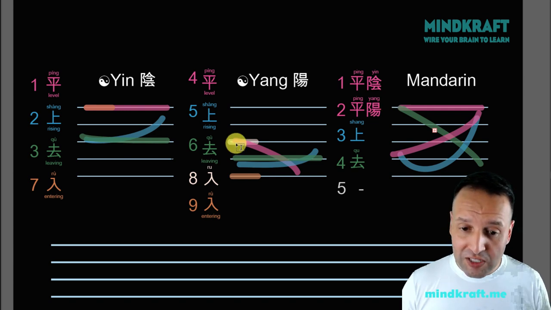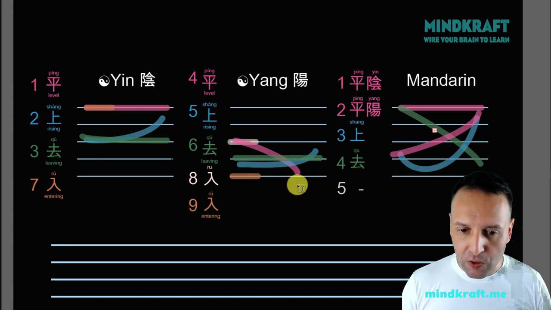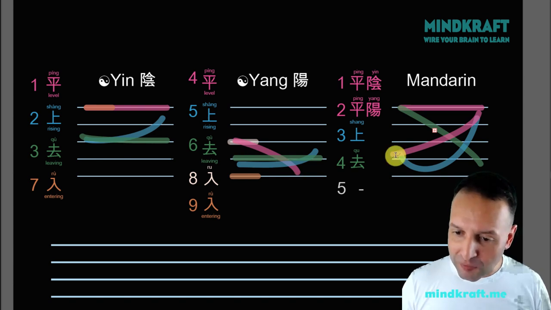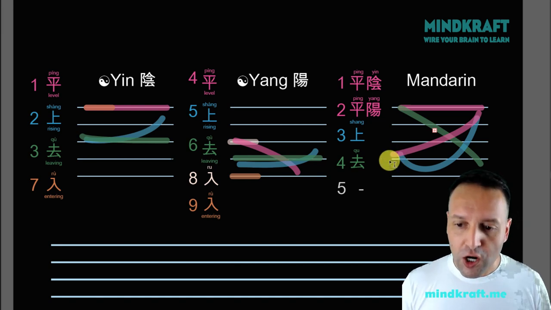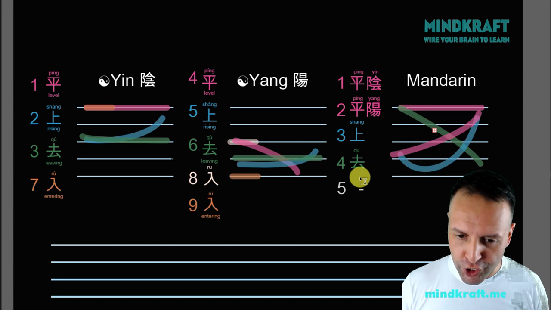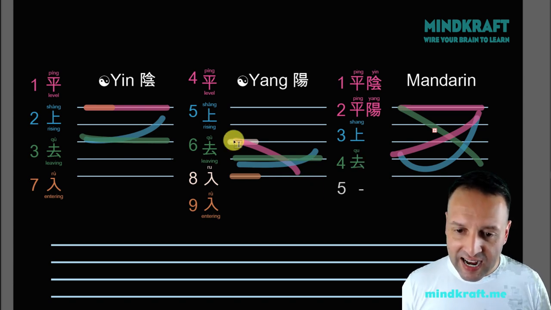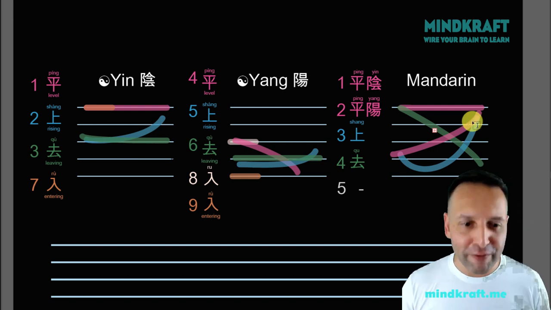But whenever you see this yang ping tone in Cantonese, it will usually, most often, turn into the second tone in Mandarin. So shi, meaning time. Shi, shijian. Don't believe my voice? Let's hear it.